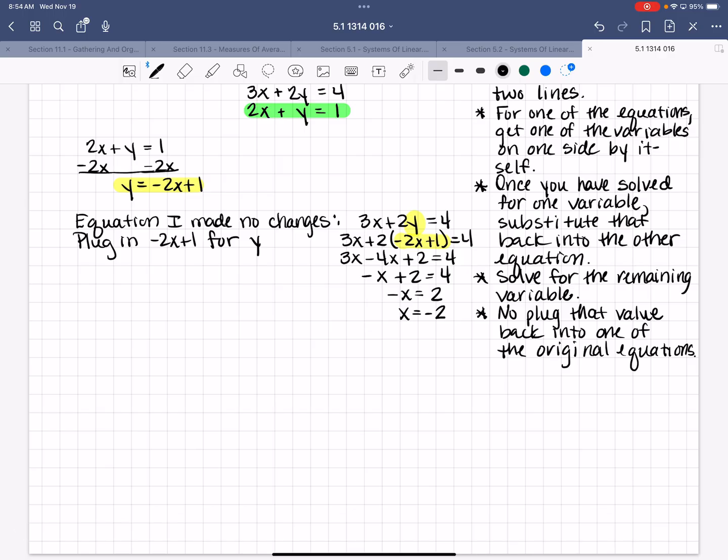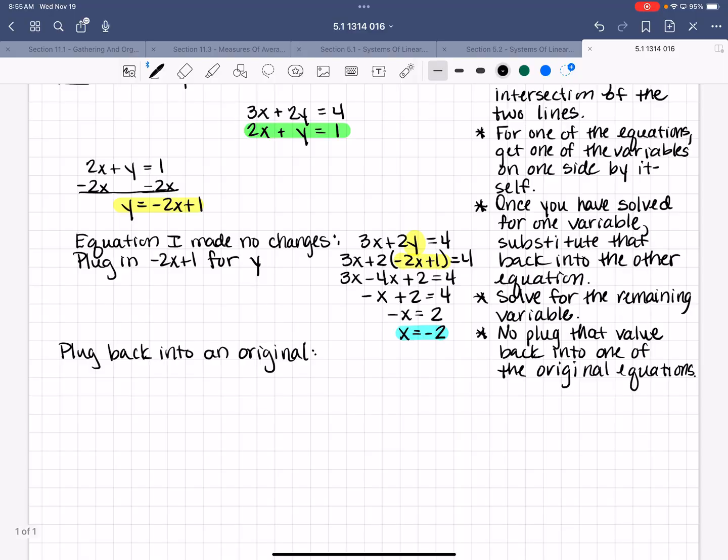Okay, so we have, I'll put that in blue. And so here we go. We're going to plug back into an original. Okay, I'm going to plug him back into the second one, and let me tell you why. Because it's going to be easiest to solve for y, because y doesn't have a coefficient in front of him, so there's not going to be any dividing for you guys. I'm literally going to plug in -2 for x, and then I'm going to add him over.